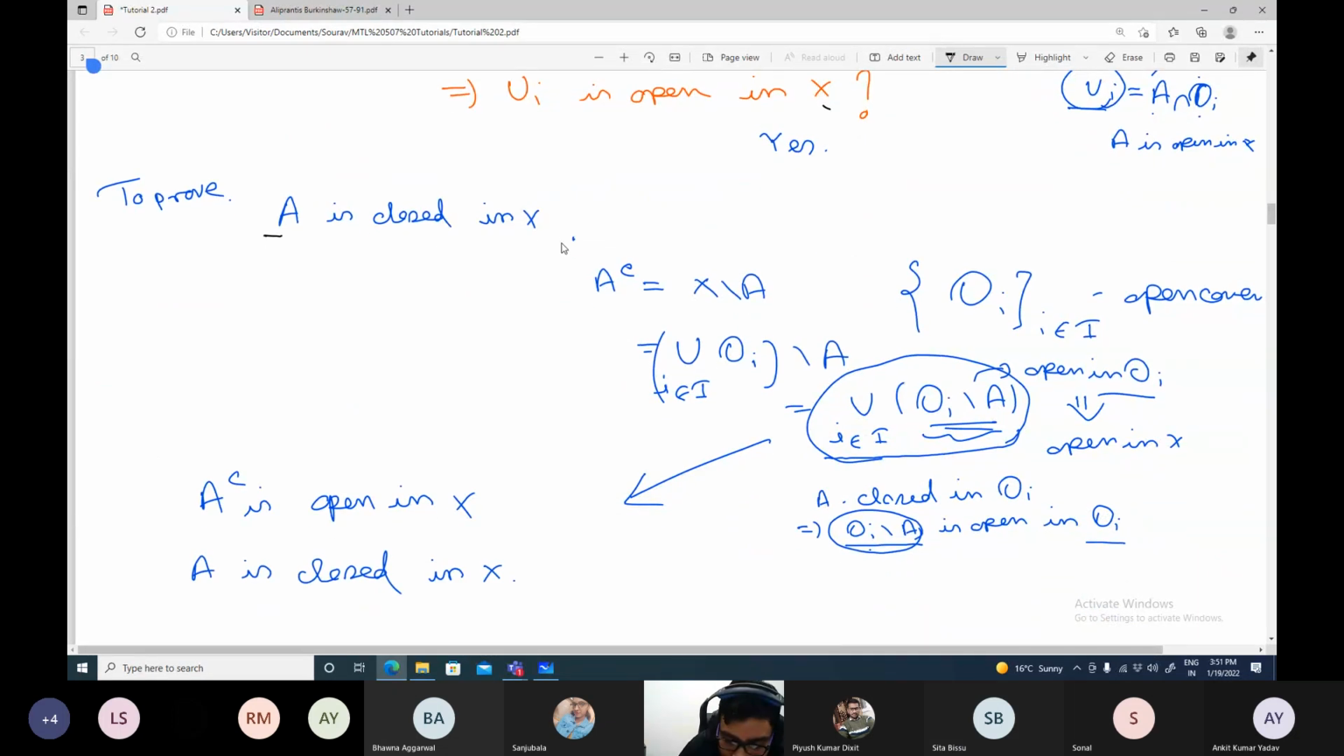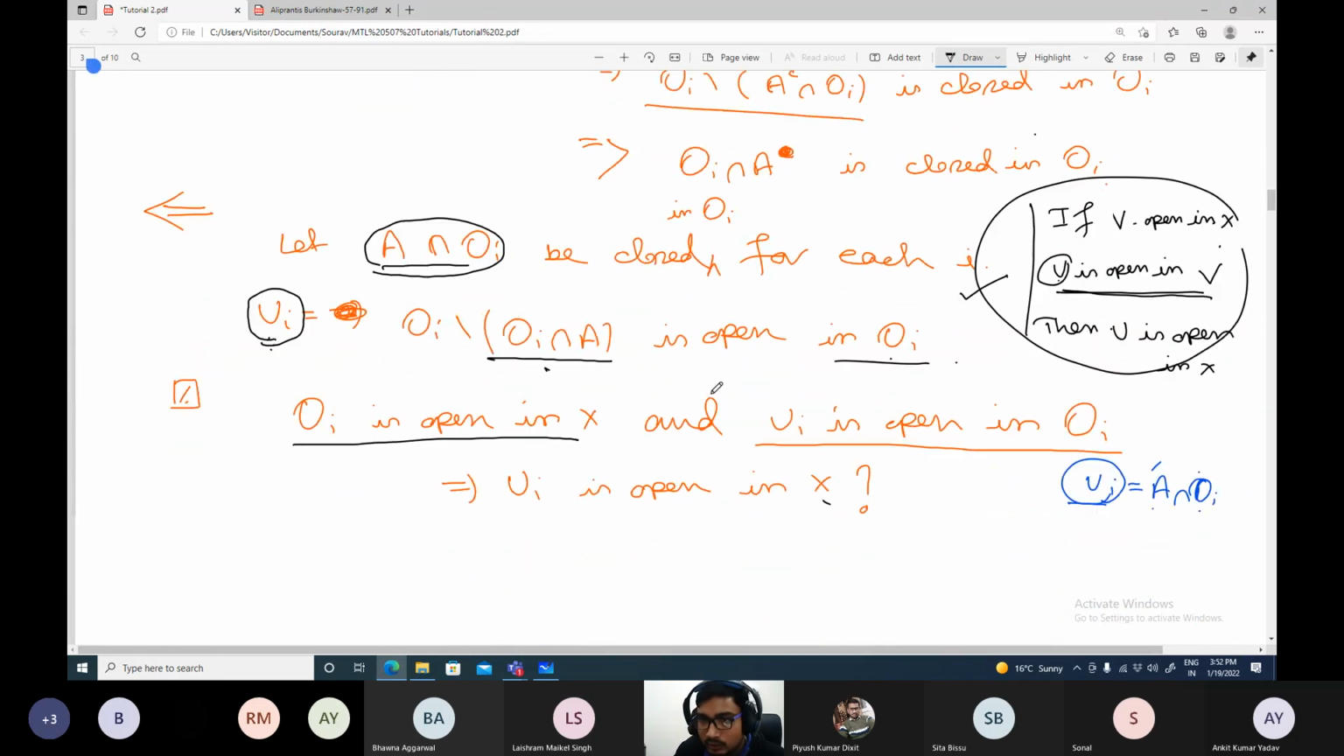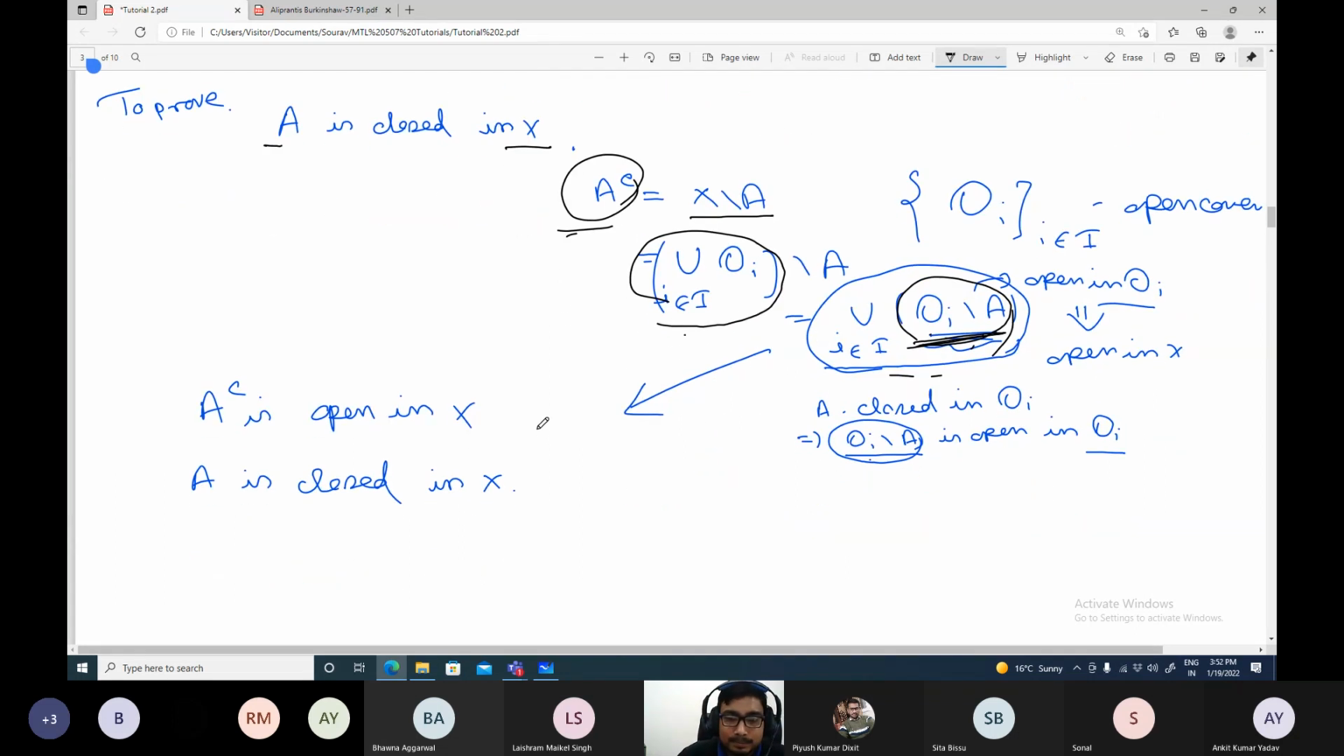So now we will use this fact. We have to prove that A is closed in X. That means we have to prove that A complement is open in X. Now what is A complement? A complement you can write as X minus A. But your X was the union of O_i, so A complement is this union minus A. Now this can be written as the union over i belonging to I of O_i minus A. Now each of these terms is open in O_i, right? And O_i is open in X. Therefore, by this result, each of these terms is open in X. And so A complement is the union of open sets, and therefore it is open. And so A is closed. Is it clear now? Yes, sir. Clear.